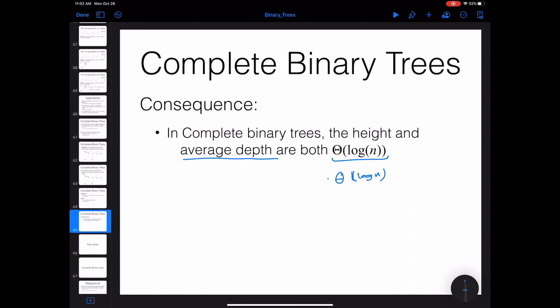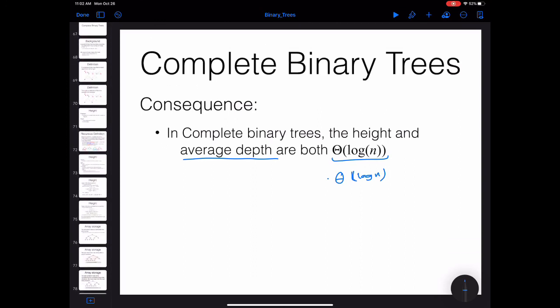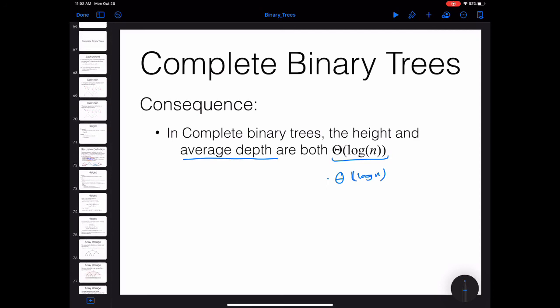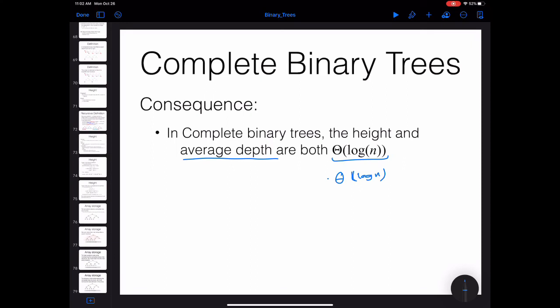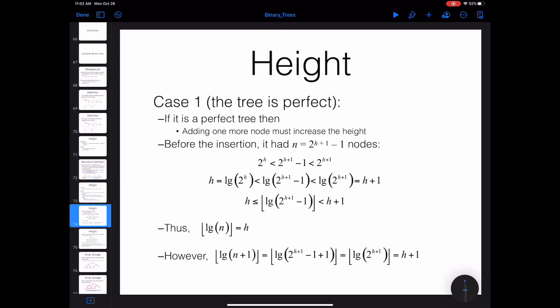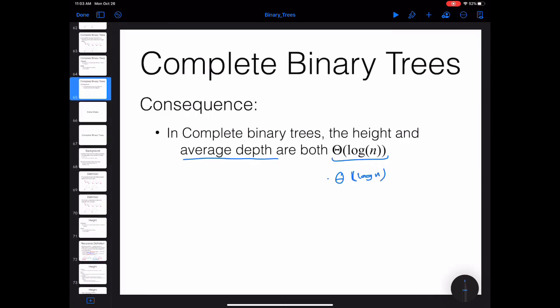I have some extra slides that prove all of this, these two main theorems about the height and about the average depth. I just put them here, and if you are interested, you can go through these theorems, but I'm going to skip them in class. These details, the math, are beyond the scope of this course, so I'm going to skip them.